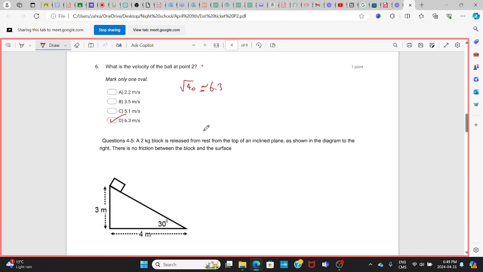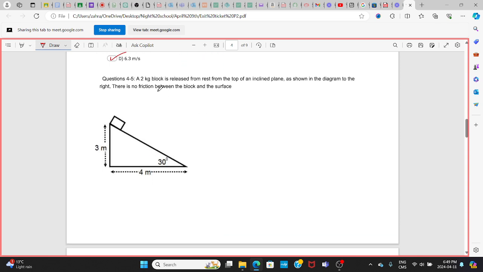Okay. Next question. The 2 gram block is released from rest. So I know this is at rest, which means the V here is 0. Let's say this is point 0.1, and at the end I put it as point 0.2. And I know the H here is 3 meter. There is no friction between the surface and block. And here we have some velocity at the end, V2, which is something that I want to find. And the H here is 0.